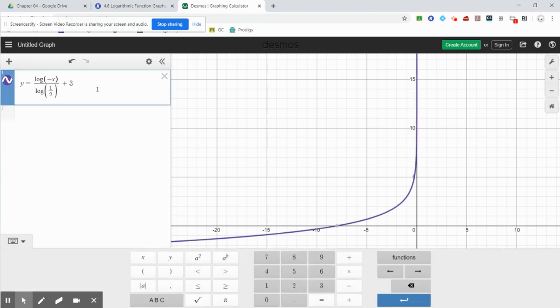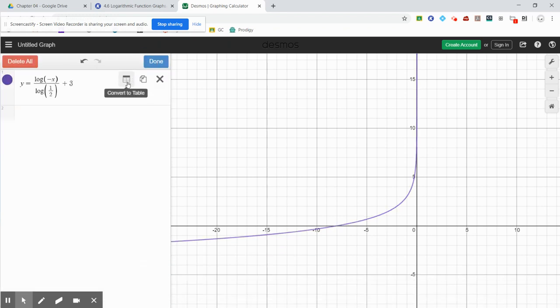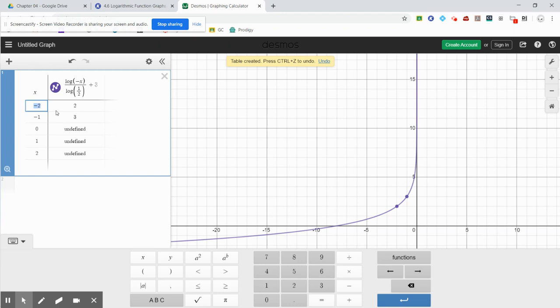Another way that you can transfer this over if you need some points is you can actually click on this right here, the edit list. You can click on convert to table and it actually does a t-table for you. And you can plug in any values you want. You see here -2 and -1 plugged in.